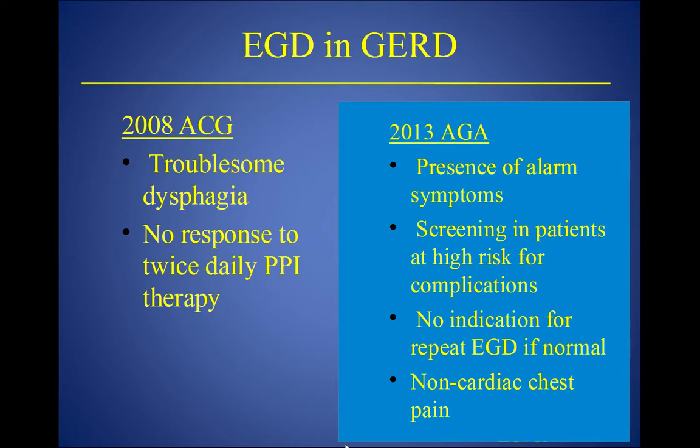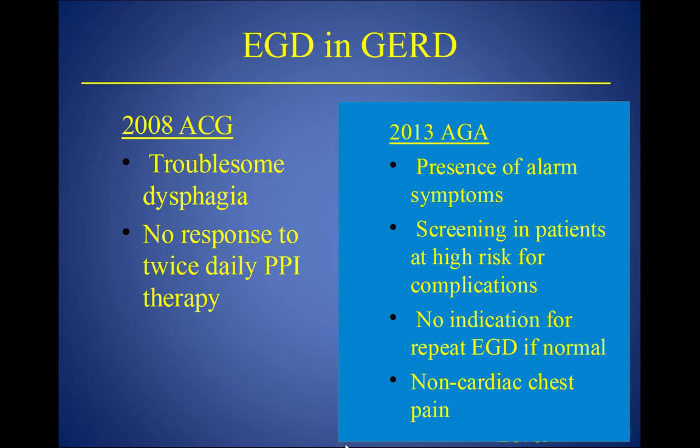Here's an important slide. Again, there are two criteria from two different guidelines, from two different societies. 2008 from the ACG is a little less specific. It says to do an endoscopy with troublesome dysphagia, or if they're not responding to twice daily PPI therapy. And 2013 is from the American Gastroenterological Association. A little more refined: presence of alarm symptoms.